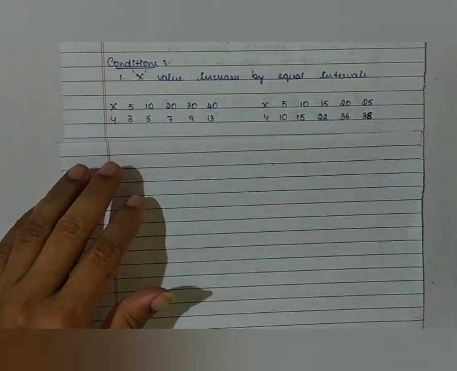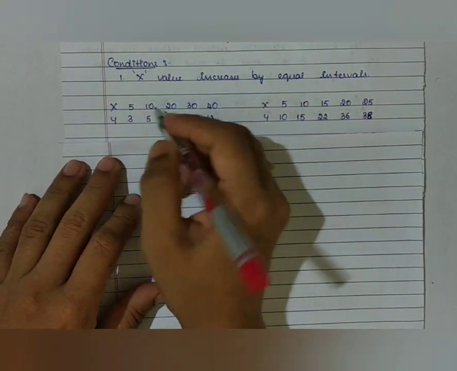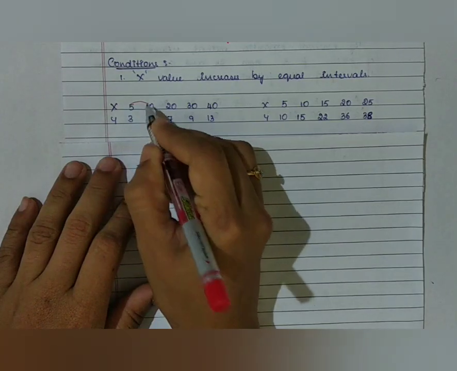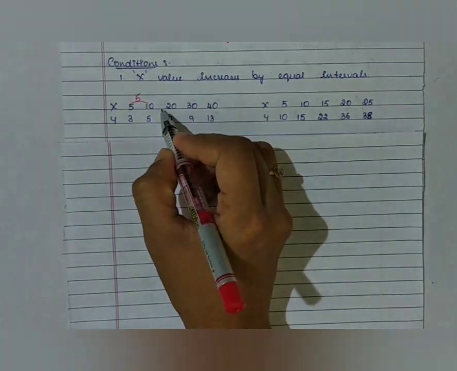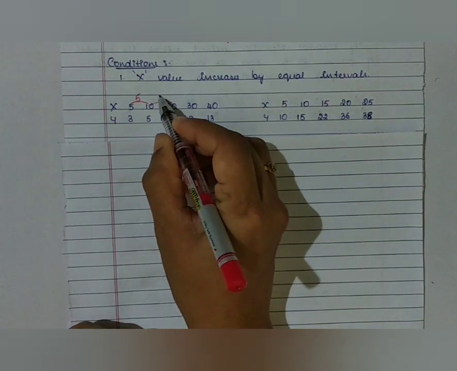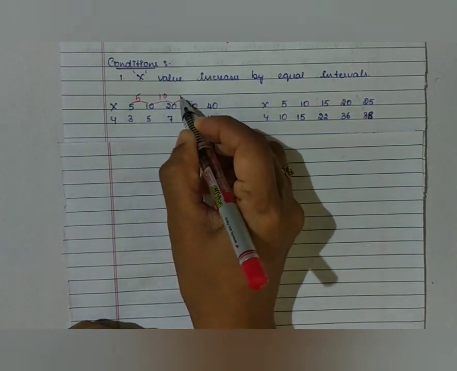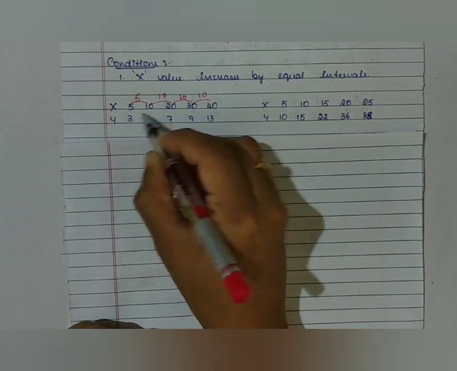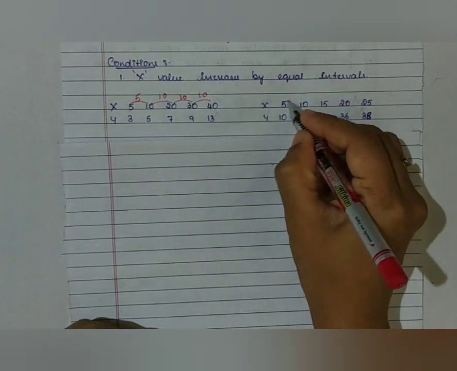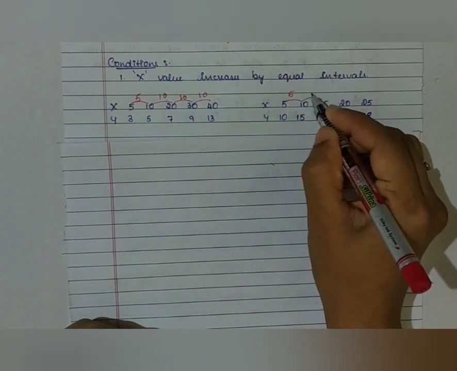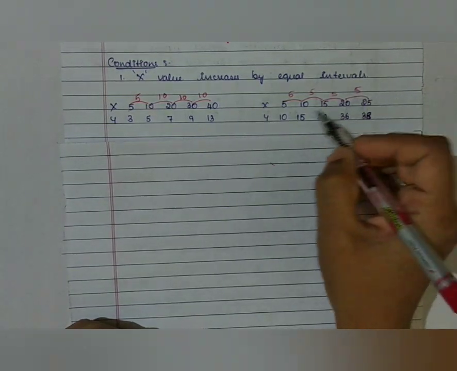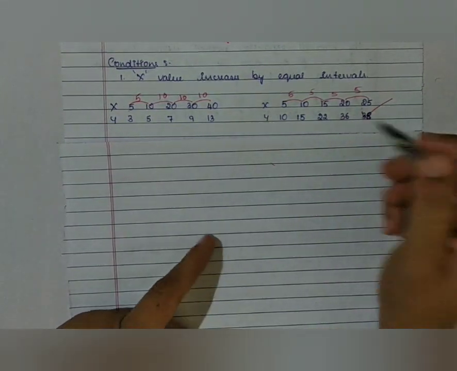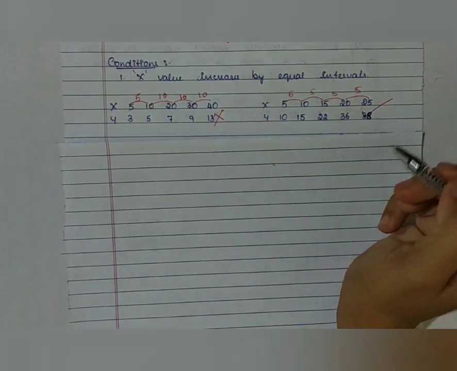Okay, so see here, example one. Here, in the first one, the difference between 5 and 10 is 5. Next, 10 to 20 is 10, then again 10, again 10. In the second one, it is 5 to 10, 5, 10 to 15, 5, 5, 5. So this is the right one and the first should not happen.